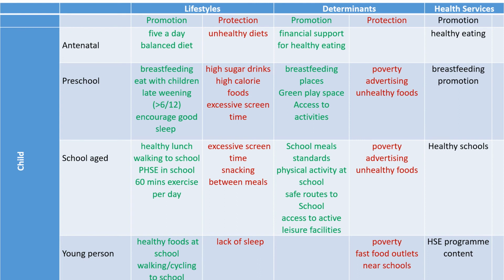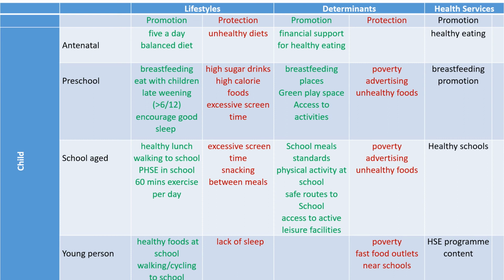Now let's take this matrix approach to the next level. In the left-hand column we have the life course pathway starting in the antenatal period and running through to early adulthood. In the next two columns we have positive and negative lifestyle issues, and in the next two columns the positive and negative health determinants that are largely outside the immediate control of families. Finally, we have the contribution made by health services.